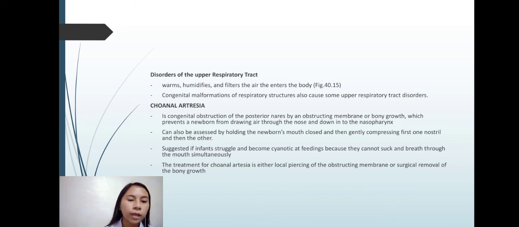So disorders of the upper respiratory tract. The upper respiratory tract warms, humidifies and filters the air that enters the body, as in figure 40.15. Congenital malformations of respiratory structures also cause some upper respiratory tract disorders.